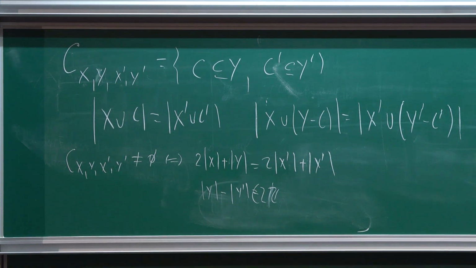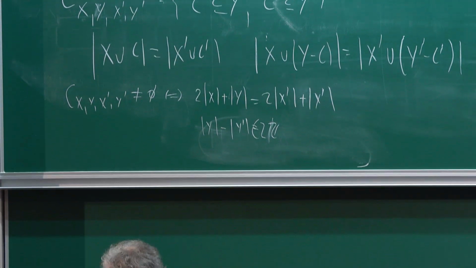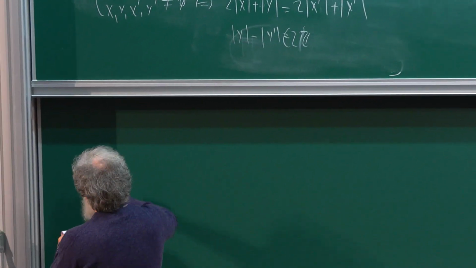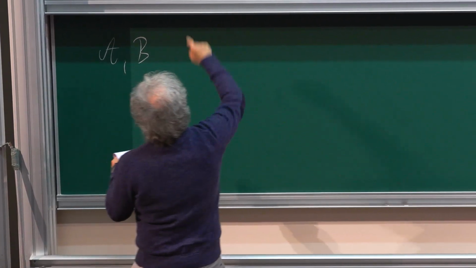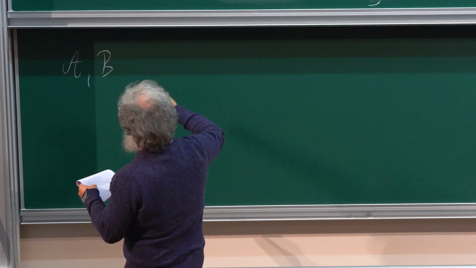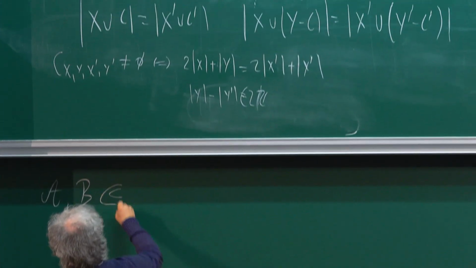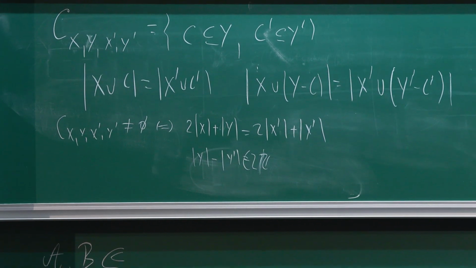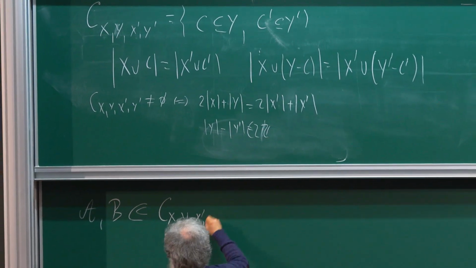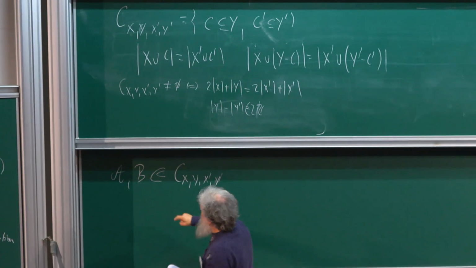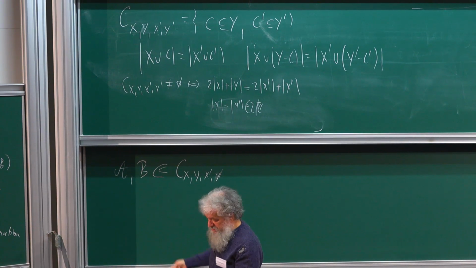Now we consider two families, A and B, which consist of elements of C, but we write them not as subsets but as subsets with multiplicities. So we just allow multiplicities in these sets.